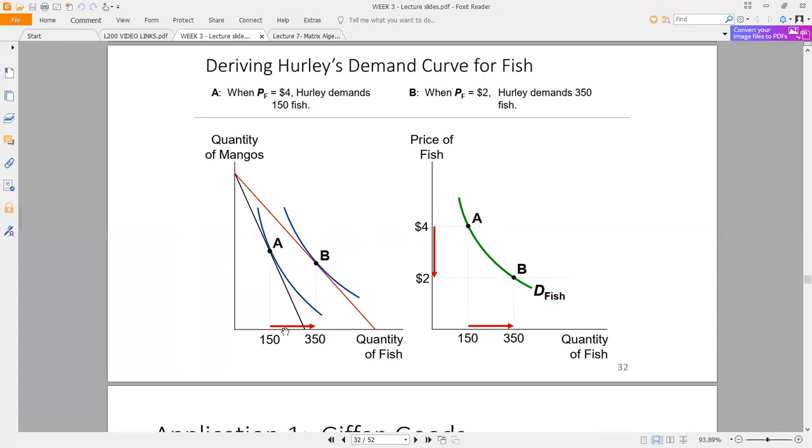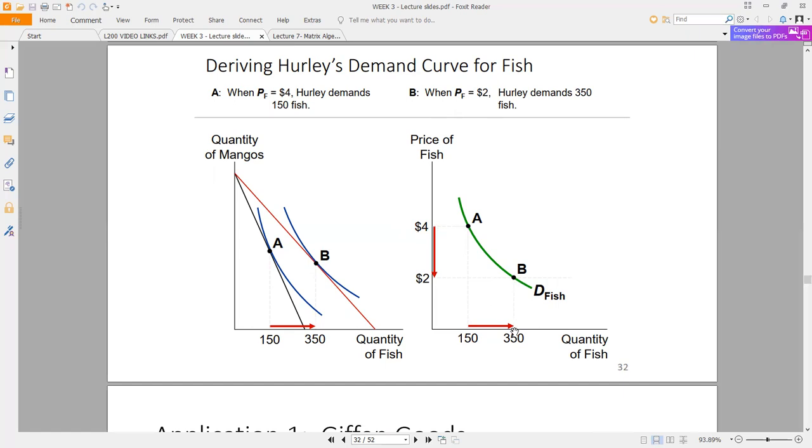Initially, this was the budget line. This was the indifference curve. So the optimal bundle was at point A when price was 4. So the quantity demanded was 150. Okay, so it was 4 and then 150 for price and quantity respectively. Now the price of fish falls to 2. So the optimal bundle now shifts to point B, which is 350. So when price is 2, the quantity demanded for fish was 350.